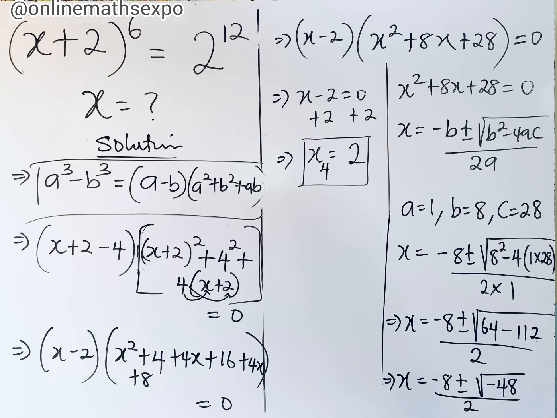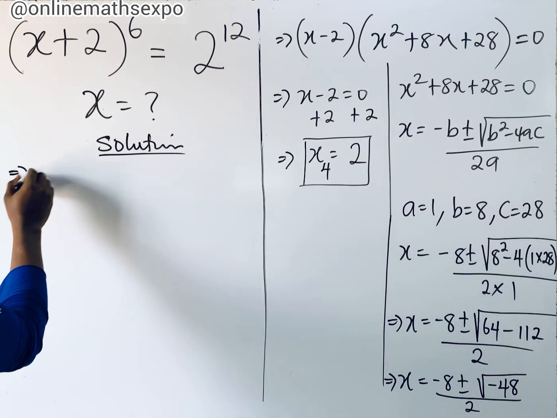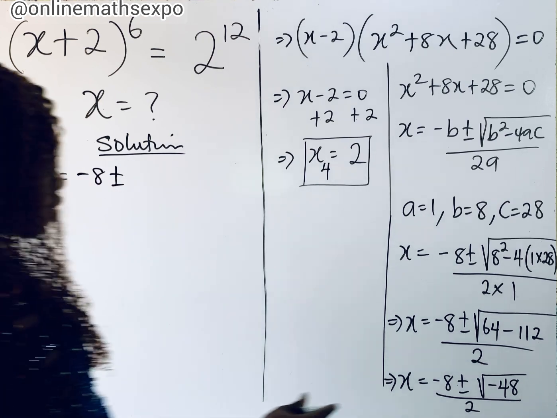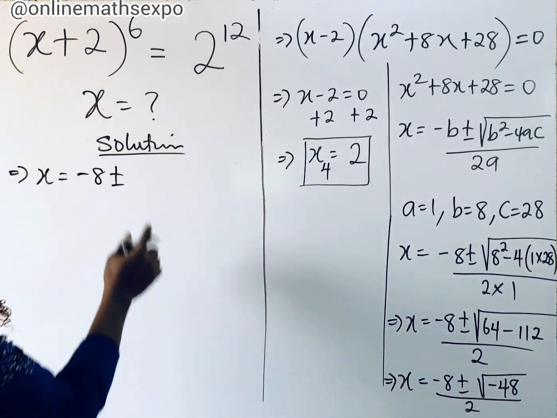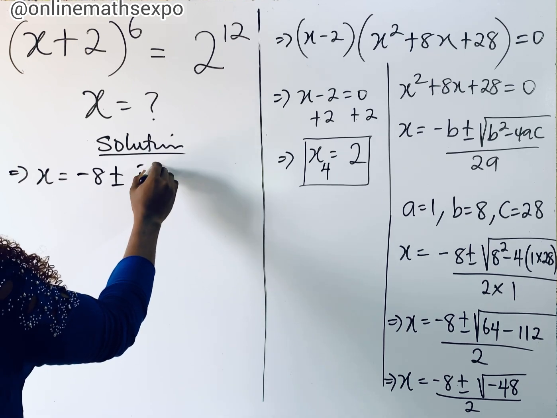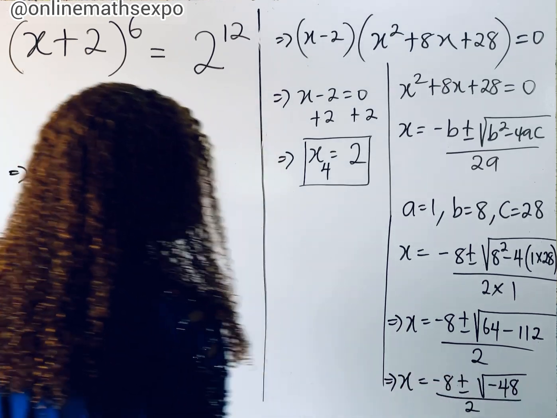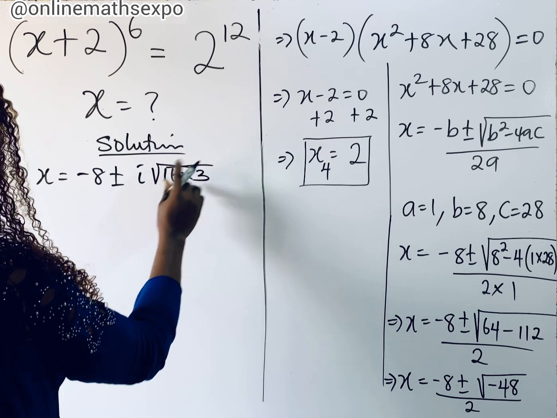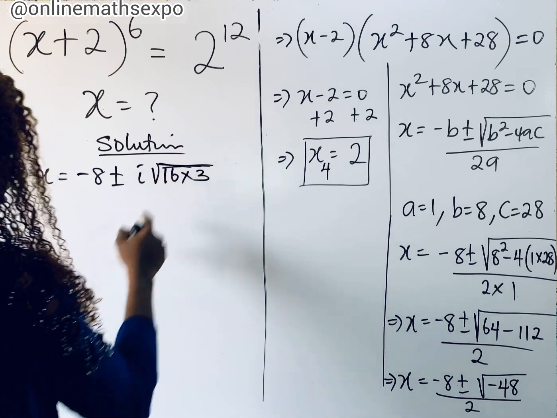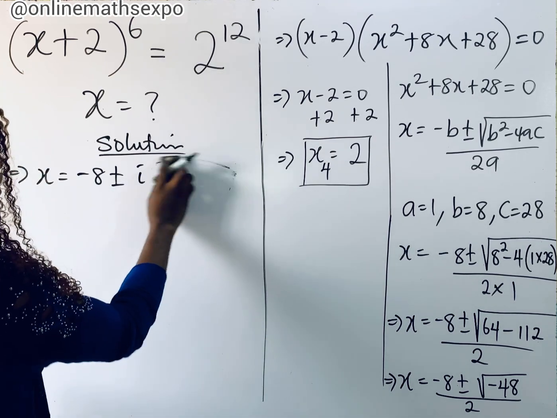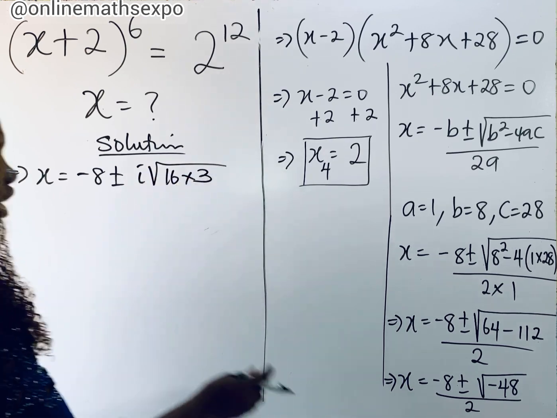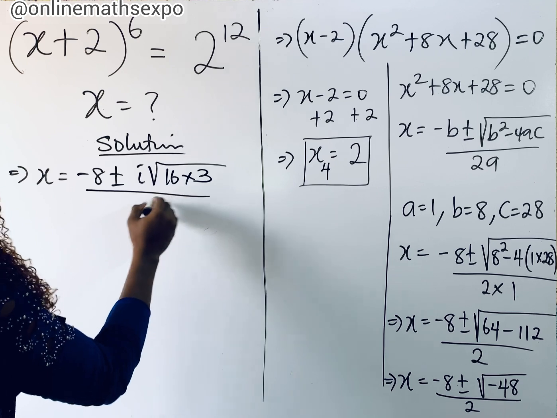So we simplify this to have x is equal to -8 plus or minus. Now remember that the negative sign is turned to i. We have the square root of, this 48 you know is to be simplified as 16 times 3 because it has a perfect square of 16. Okay, so let's do it well. So we have this 16 times 3 and that is divided by 2.